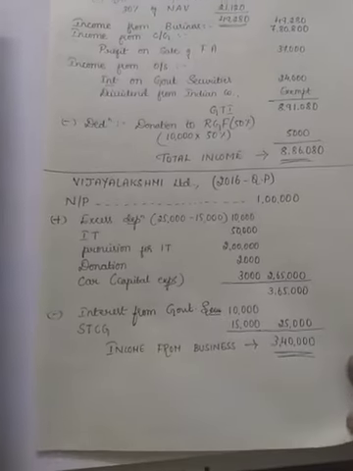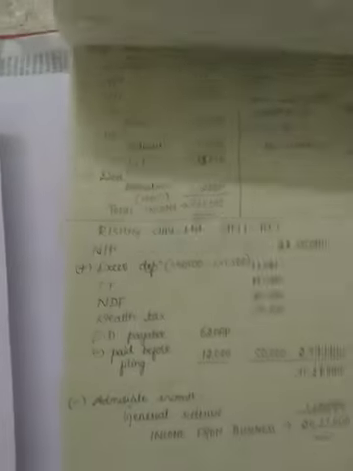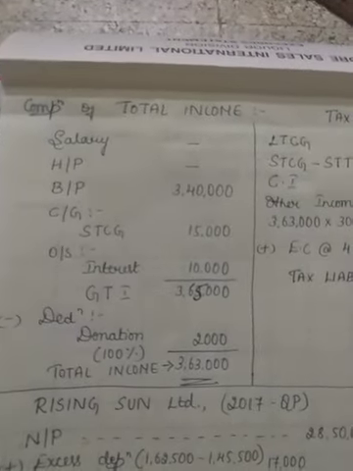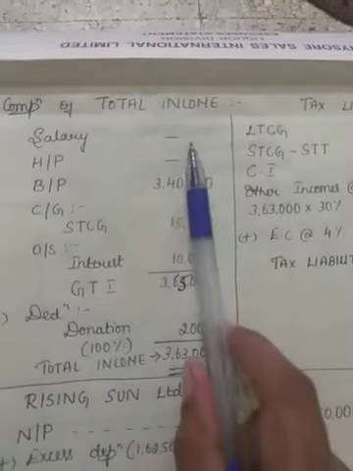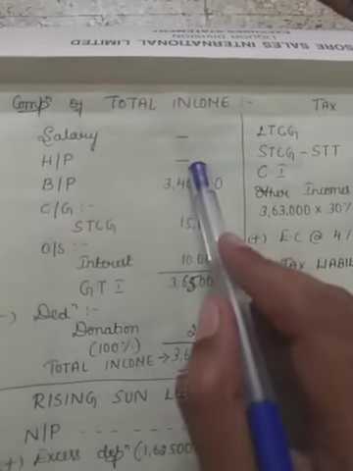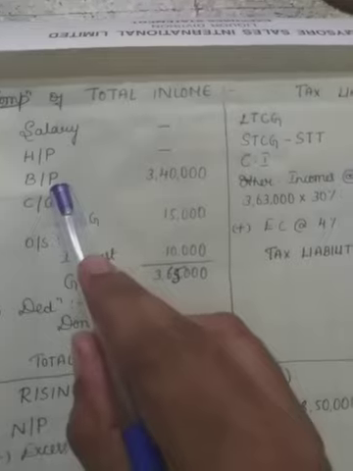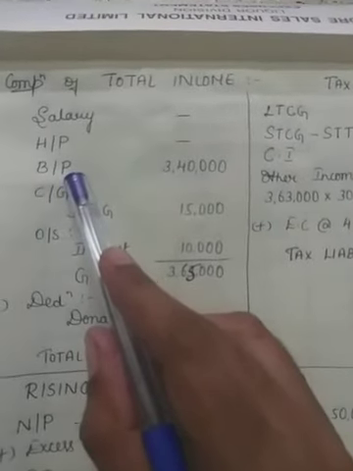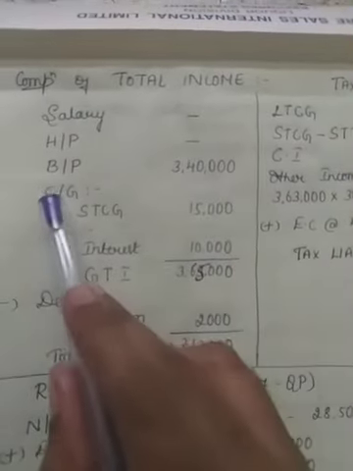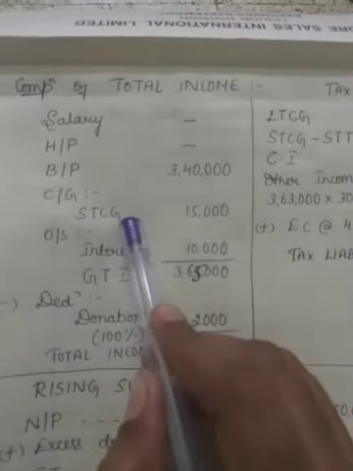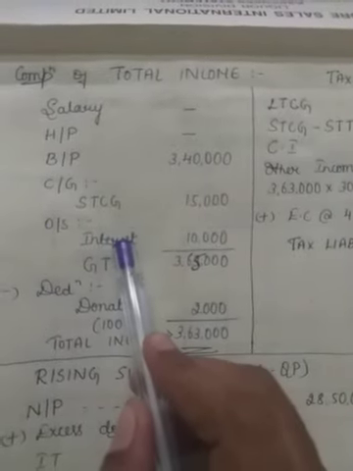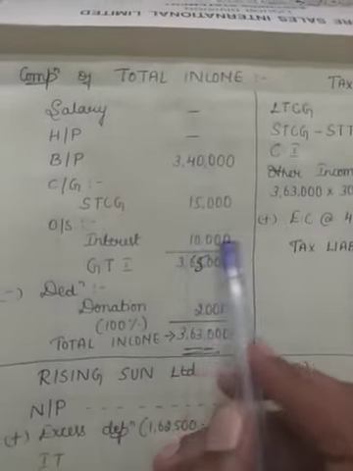Here the next step will be computation of total income. For computation of total income, the 5 heads of income are to be considered. One is income from salary, nil. House property, there is no information related to house property, and hence nil. Business or profession, that is income from business, which we have calculated right now, 3,40,000. Capital gain, they have directly given it as short term, and hence 15,000. Other sources, interest from government securities, 10,000 is given.